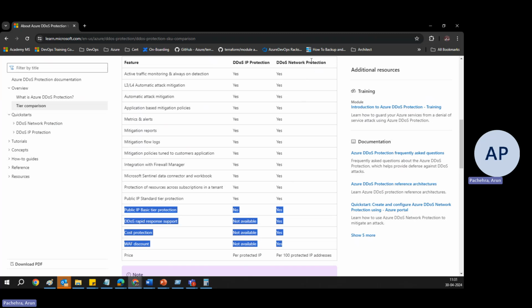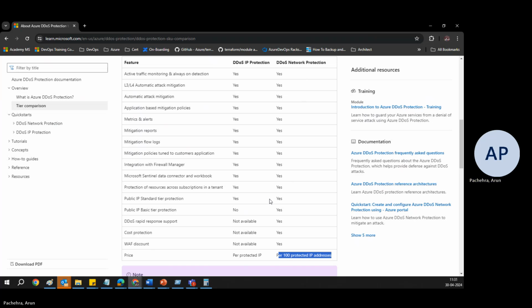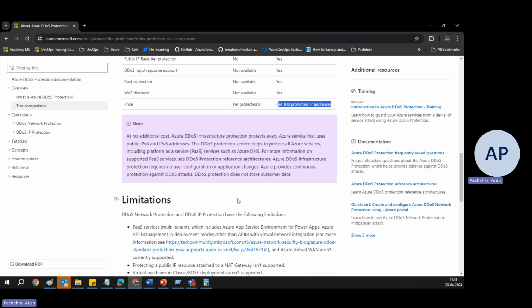Instead of going through this, because this is very expensive as compared to DDoS protection. Because DDoS protection, IP protection is charged as per the IP protected, but network protection is charged as per 100 protected IP addresses. Okay, so it will protect the entire network up to 100 public IP addresses, but this one only the single public IP address.